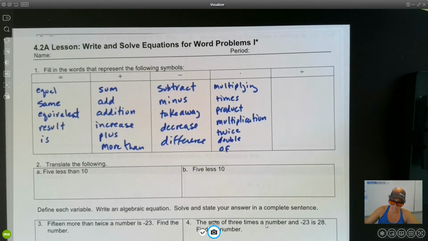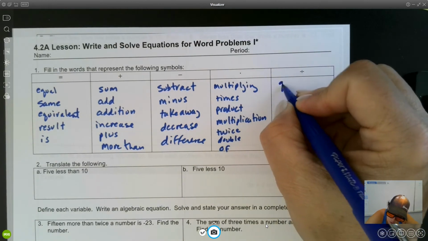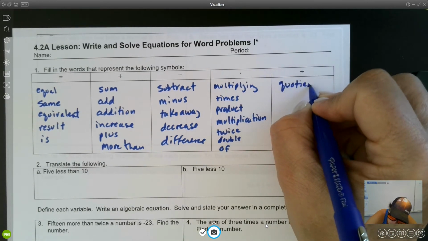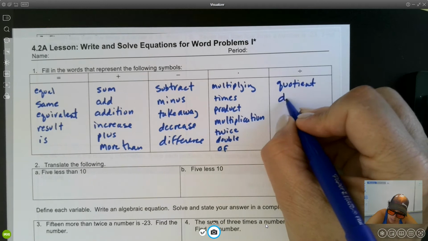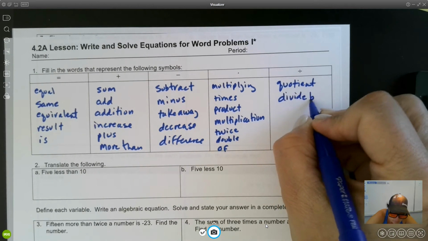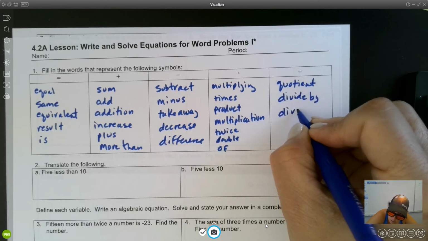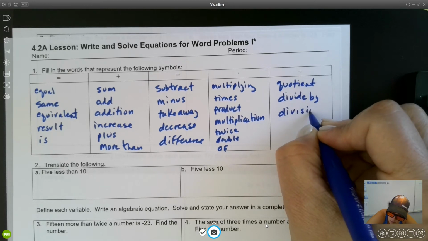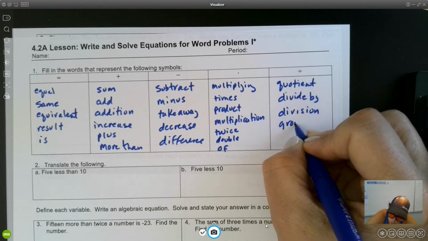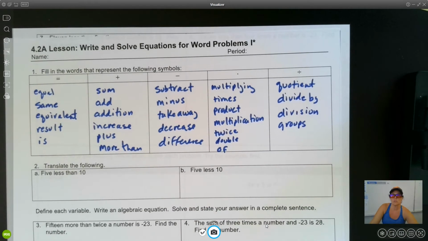Now division, fancy schmancy word: quotient. Divide by, division, groups. Those are just to name a few.